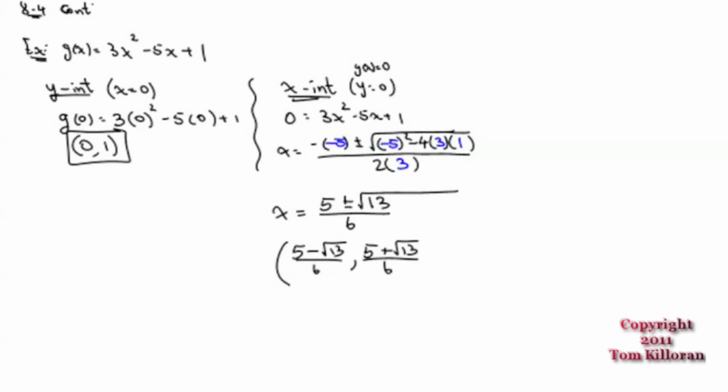Oh, dang it. Scribble this out. I was thinking of two things at once. I was writing the solutions to the equation, but I want to write them as coordinates. The coordinates are (5 minus the square root of 13 over 6, 0) and (5 plus the square root of 13 over 6, 0).